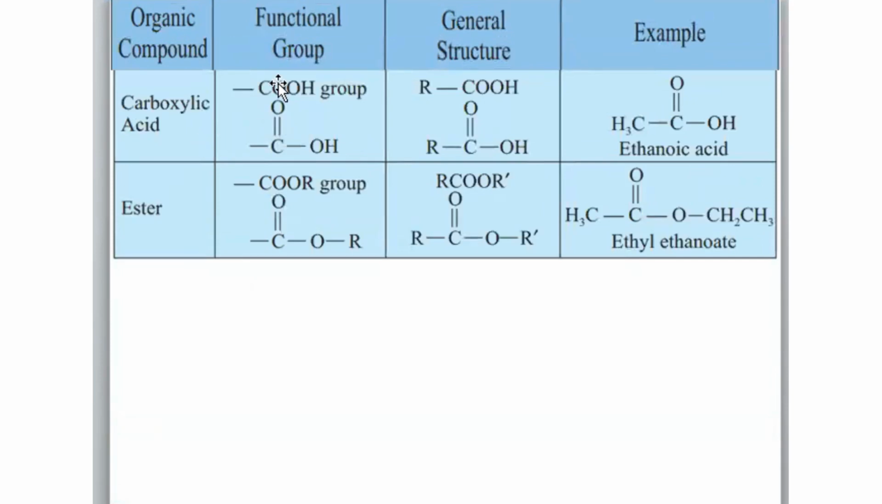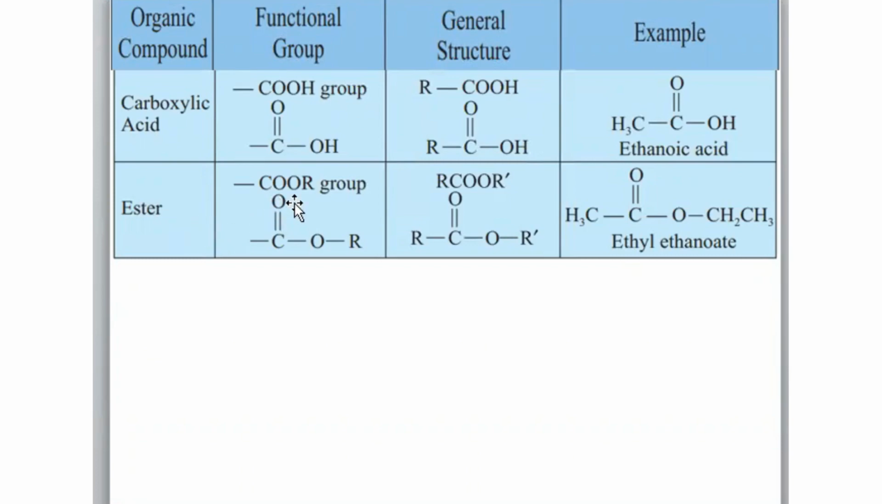Carboxylic acid has a functional group COOH or CO2H, or represented as this structure: carbon double bonded with oxygen and single bonded with one hydroxyl group. The general formula of carboxylic acid is RCOOH, or RC double bonded with oxygen and single bonded with one hydroxyl group. A good example of carboxylic acid is ethanoic acid.